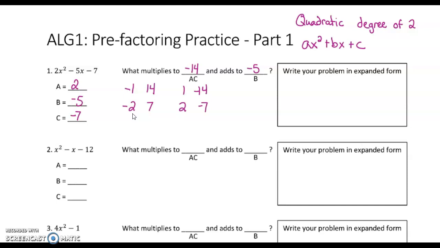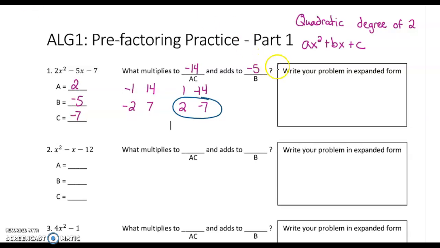Now, out of these pairs, which one adds to negative 5? That's all I'm looking for. The one that adds to negative 5 is 2 and negative 7, because 2 times negative 7 is negative 14. There's the multiply. 2 plus negative 7 is negative 5. There's the adding to negative 5.